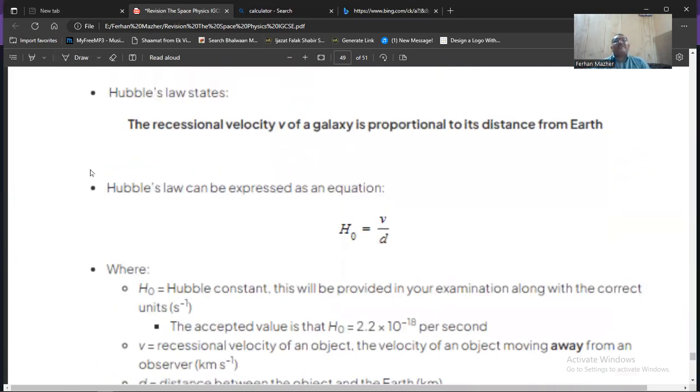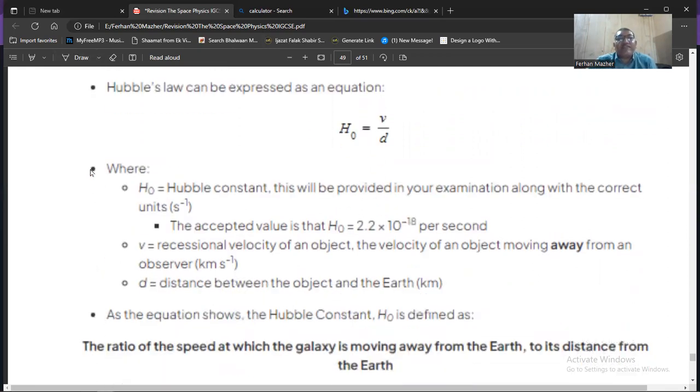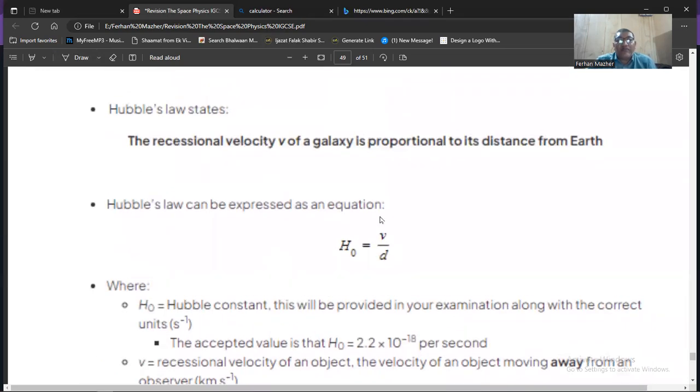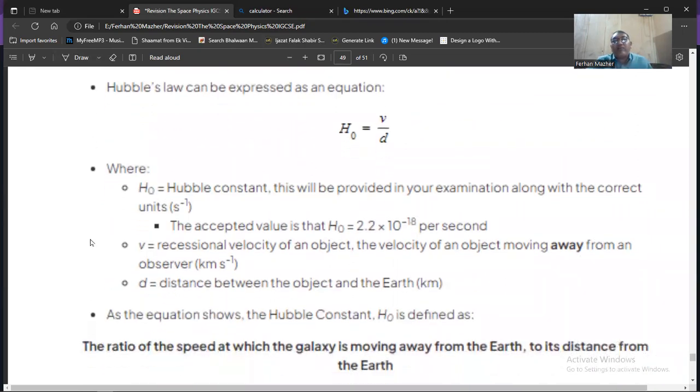So Hubble's law states that the recessional velocity v of a galaxy is proportional to its distance from the Earth. Hubble's law can be expressed as H naught equals v by d, where H naught is the Hubble constant, which will be provided in your examination along with the correct units.